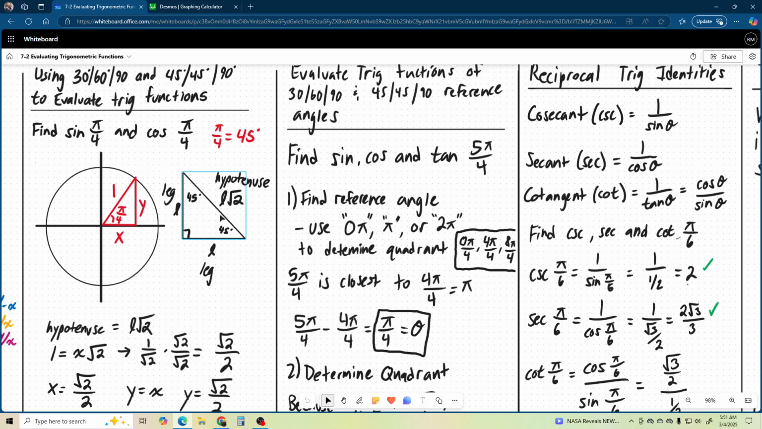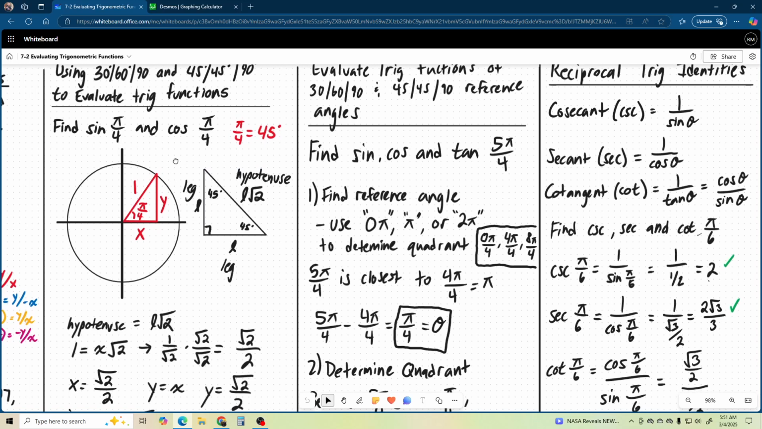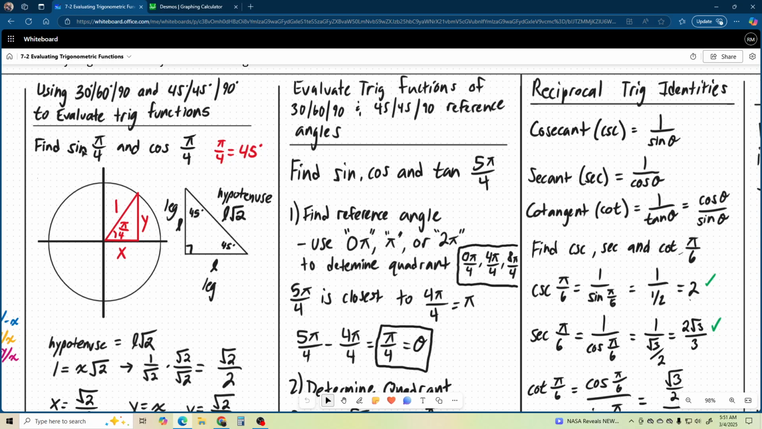And if I know that my hypotenuse is like 6 times the square root of 2, and then I know my leg is 6. And of course, it can get more complicated with radicals and things like that, but that's the general idea of a 45, 45, 90 triangle, all right? So, let's go and jump into the problem with it, and then we'll talk about 30, 60, 90 all at one time. So, find sine of pi over 4 and cosine of pi over 4.